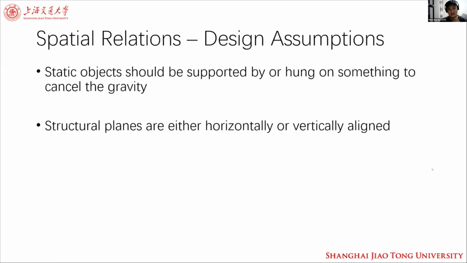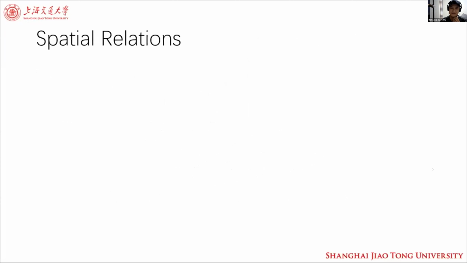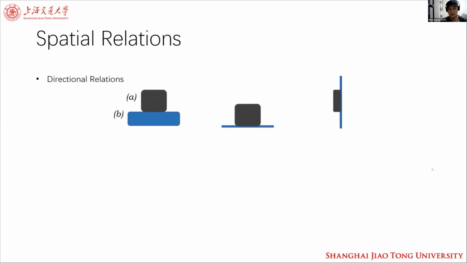The first assumption is that a static object should be supported by or hung on something to cancel the gravity. And the second is that the structural planes are either horizontally or vertically aligned, also known as the structural environment assumption. Based on that, we notice some of the relations are directional. For example, if a picture is hung on a wall or a cup is supported by a table, those relations really cannot hold after exchanging the relatum and the referent, such as a wall is hung on a picture. That does not work. So this kind of relation is a directional relation.